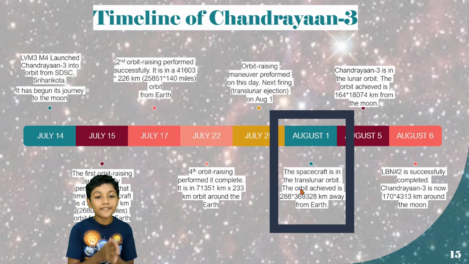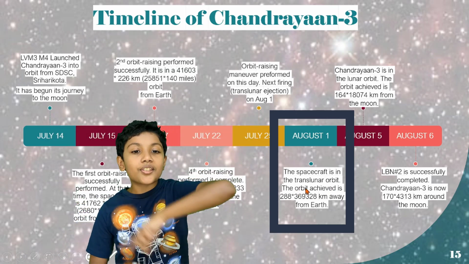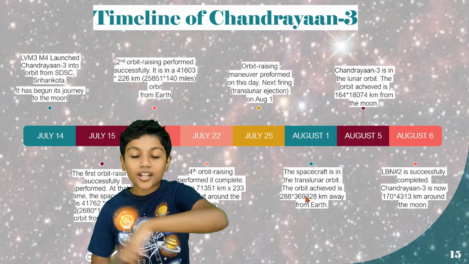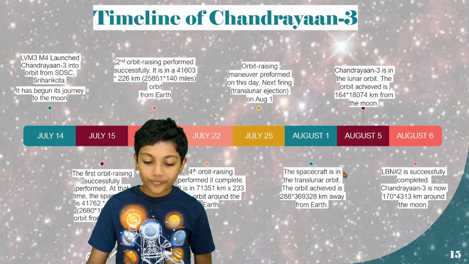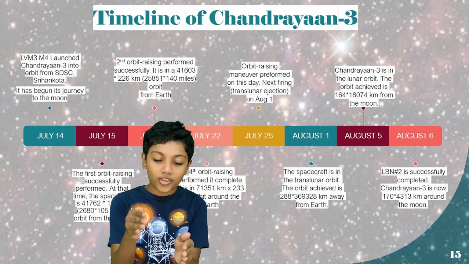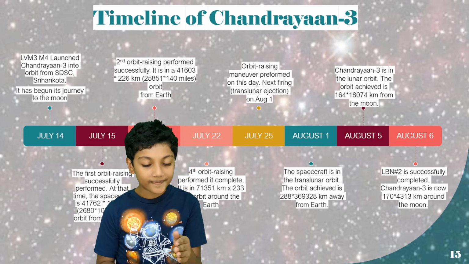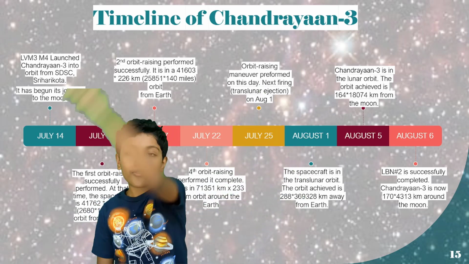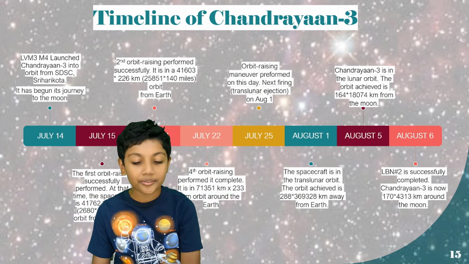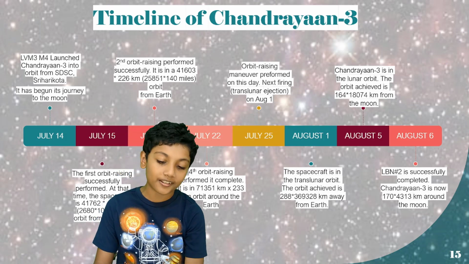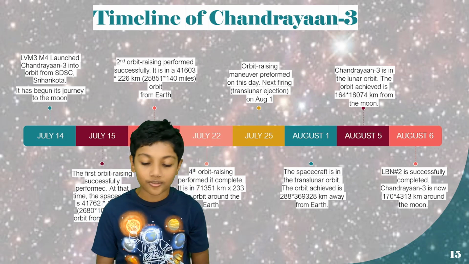Now, what does this mean? The orbit is not spherical. It's not completely a perfect circle. So, the closest it is from Earth is 288 kilometers. And the farthest away from Earth is 369,000 kilometers away. That is a big difference, right?